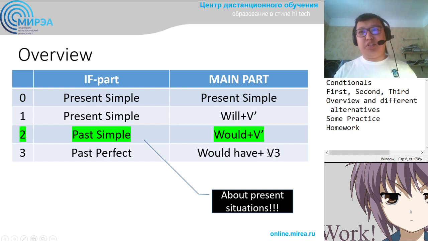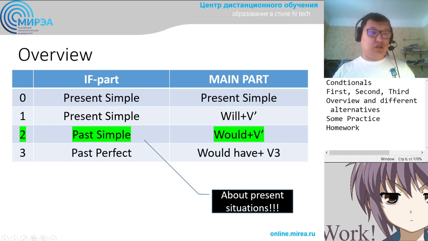So it gets pretty long, but you will get used to it. As you can understand, what I want you to understand is that from the first conditional to the third conditional, we kind of move deeper into the past. Present turns into past simple, which turns into past perfect in terms of grammar, and will becomes would, and would becomes would have and the third form of the verb. So pay attention to this. It's easy to remember, especially if you have some practice.